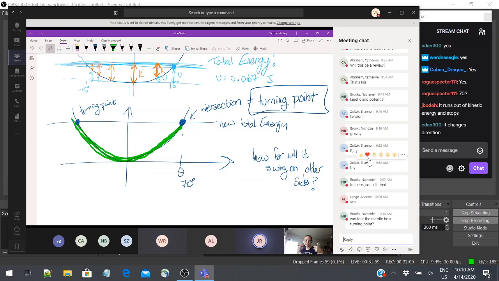All good? Wouldn't the middle be a turning point? So that is an interesting question. So the middle is kind of a turning point in terms of it was going down and now it's going up. But a turning point means v equals 0 and it reverses direction. So it is technically a turning point for your y direction, but not for your overall motion. Does that make sense? That's an interesting point.